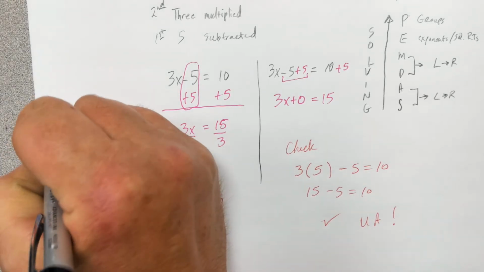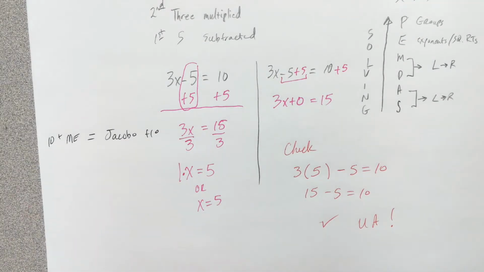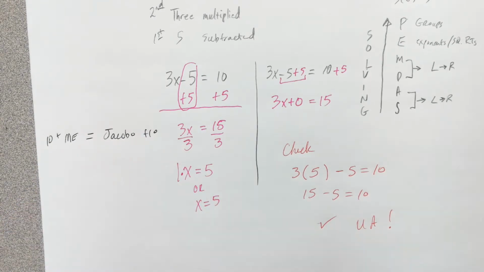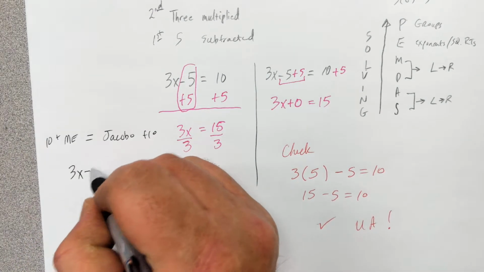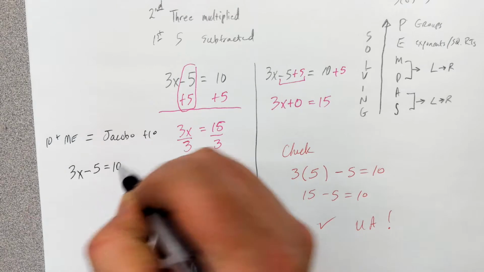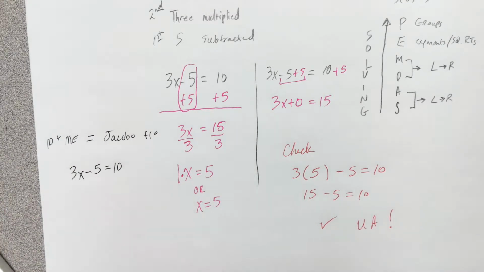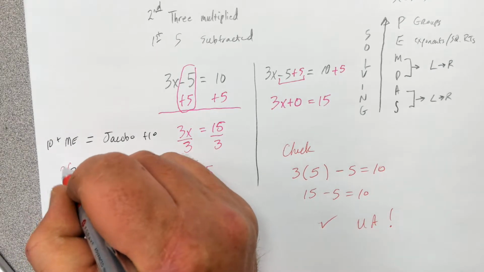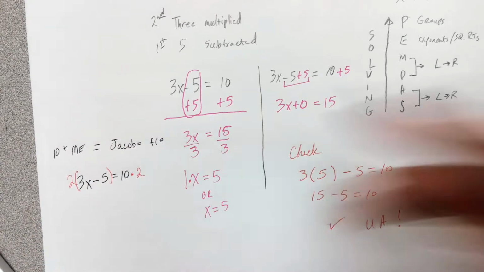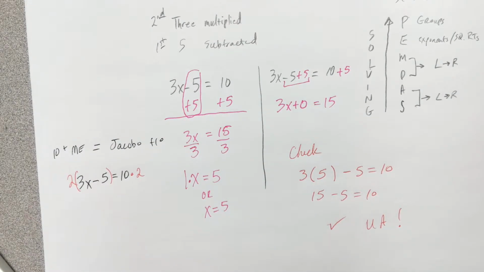Where'd the 10 come from? Let me ask you this. Watch. Here's what I'm getting at. 3x minus 5 equals 10. That was our equation, right? Okay. I'm going to do something. I want you to tell me if it's still going to be equal. Are you ready? Is it still equal?